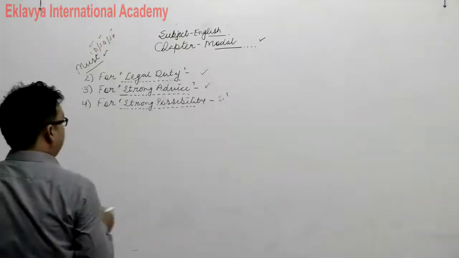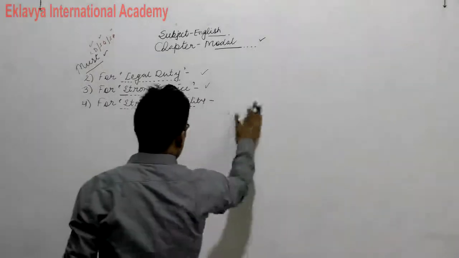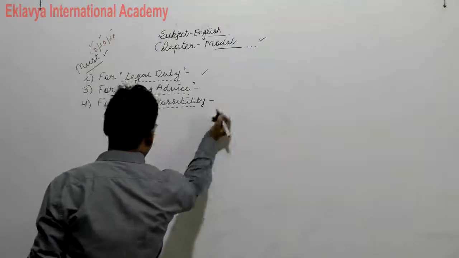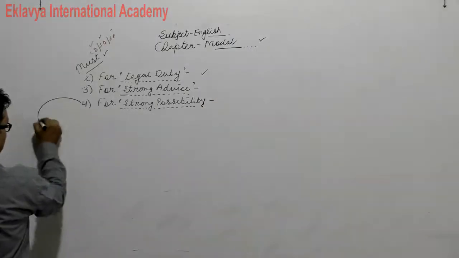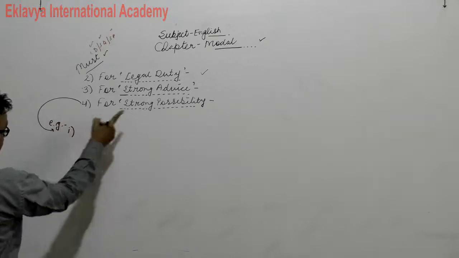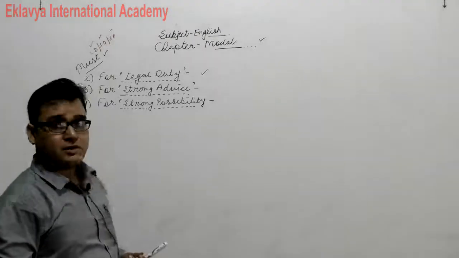Okay, next section is for the must model for strong possibility. Example number 1, possibility. Don't forget that we discussed the same section with the may model.